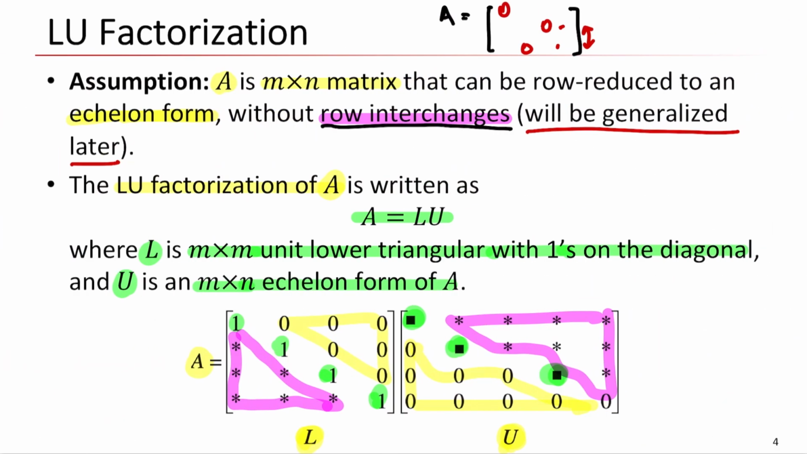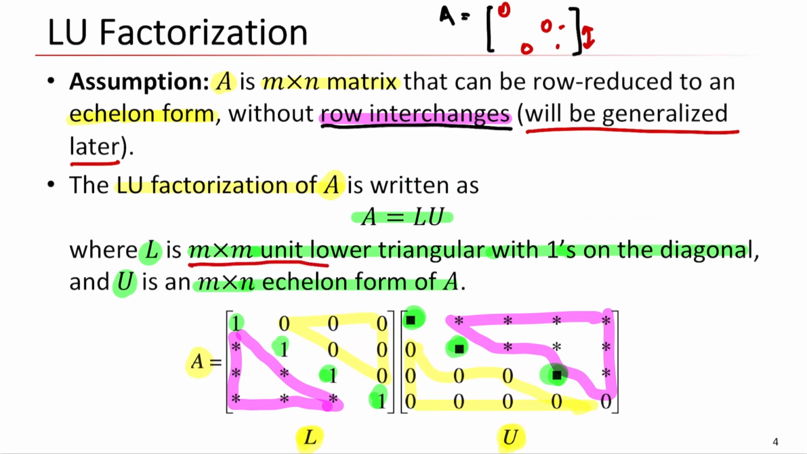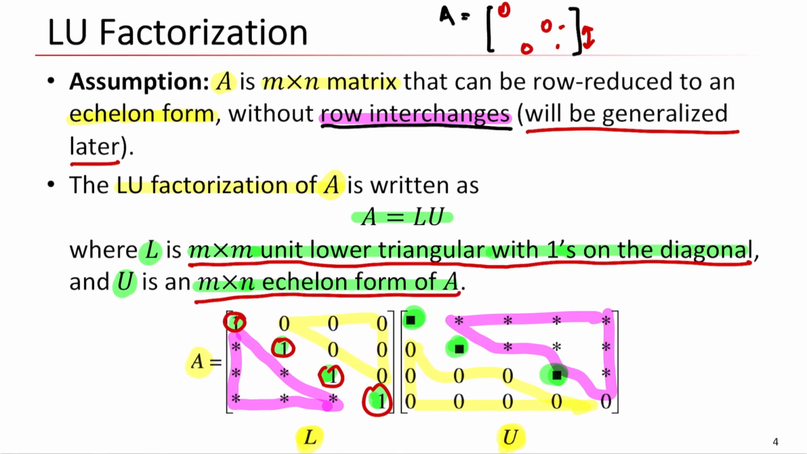So what is the LU factorization? If A is equal to L times U, where L is the m by m lower triangular matrix with 1's on the diagonal like this, right? And U is the m by n echelon form of the matrix A, something like the right hand side. So in this case, this decomposition method is called the LU factorization, right?